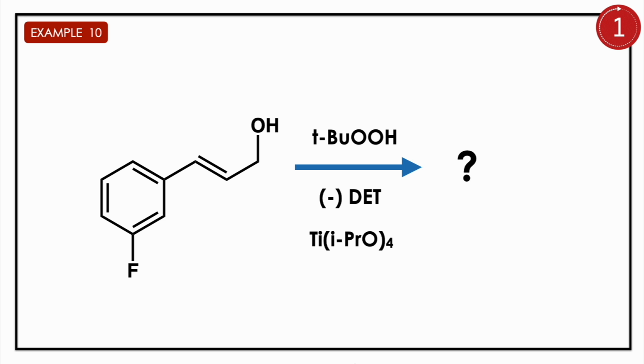Then the next example, you have fluorobenzene. At the third position you have an allylic alcohol attachment. You are using tertiary butyl peroxide, minus TET, titanium isopropoxide as the reagent. You should find what will be the final product.